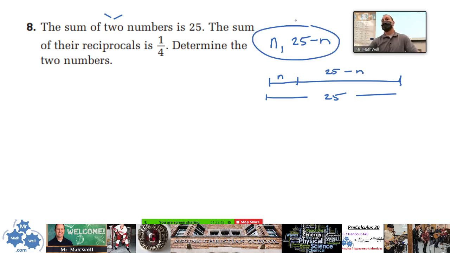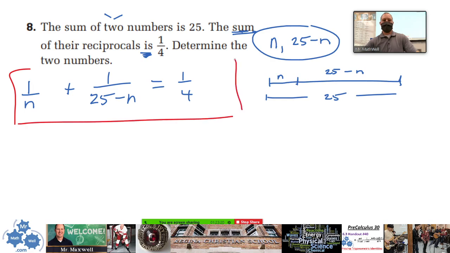The second step is to write an equation or put together the rest of the information in the question. So the sum of their reciprocals. The reciprocal of n is 1 over n. The reciprocal of 25 minus n is 1 over 25 minus n. So those are the reciprocals. The sum is adding, and that equals 1 over 4. So here's the equation that you're going to be working with. That's the toughest part of that question, getting that equation.